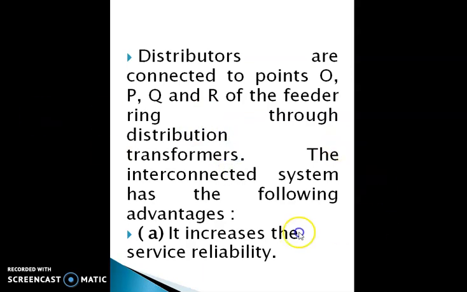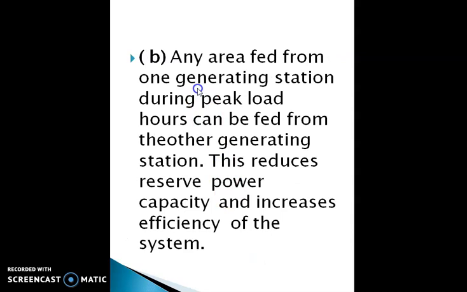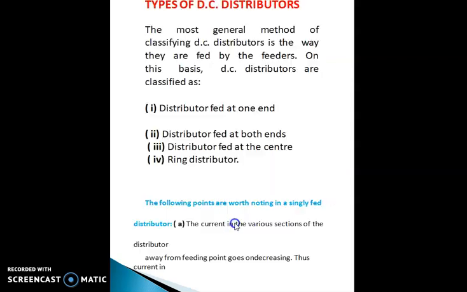The interconnected system has the following advantages. First, it increases the service reliability. Second, any area fed from one generating station during peak load hours can be fed from the other generating stations. This reduces reserve power capacity and increases the efficiency of the system.